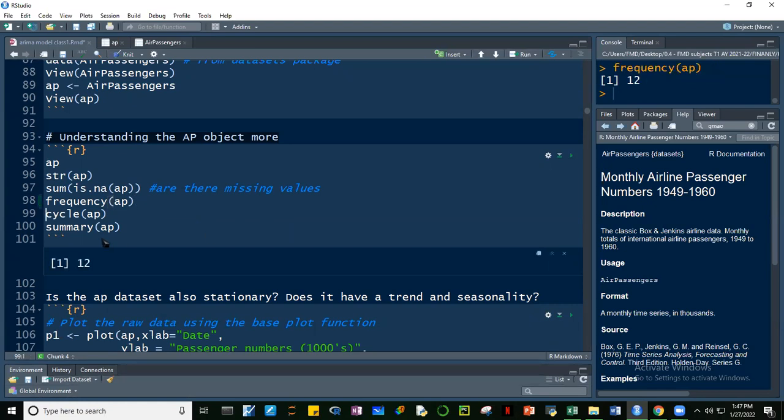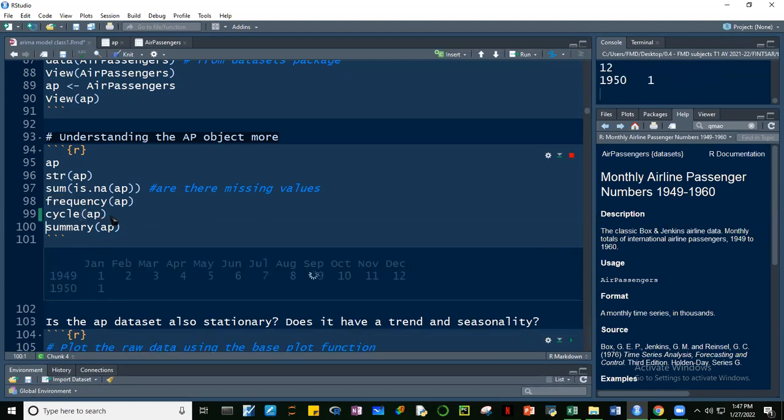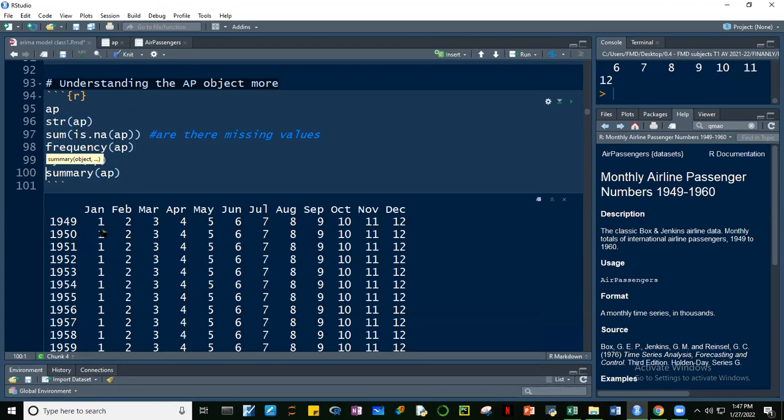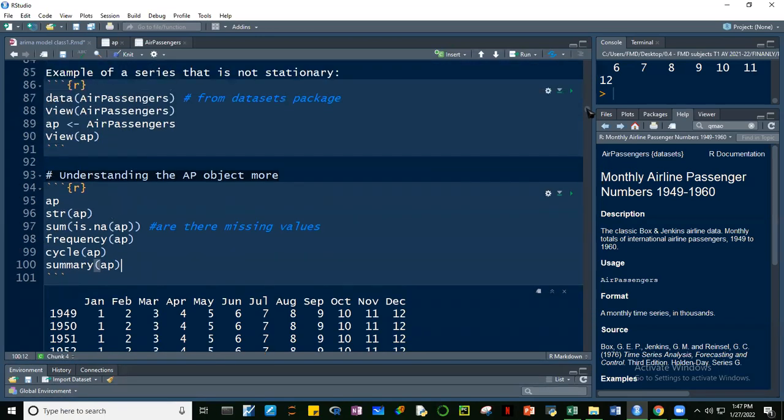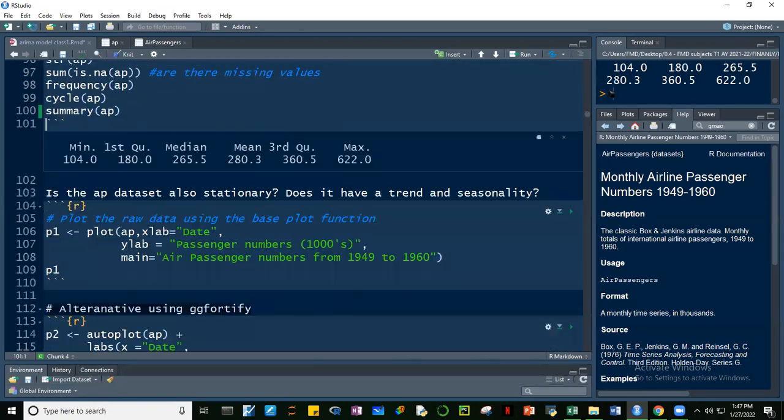Okay? How about frequency? Ibig sabihin monthly to, no? Monthly data. Okay, ito yung cycle niya, no? 1 to 3, 4, 5, 6, 7, 8, 9, 10, 11, 12. Okay, 1 to 12, 1 to 12. So monthly nga siya. And then, na-summarize na ba natin ito kanina? Hindi pa. Summary naman. Okay, so this is the minimum value. Tapos yung maximum, 622. Okay, so yung average ng data natin is 280.